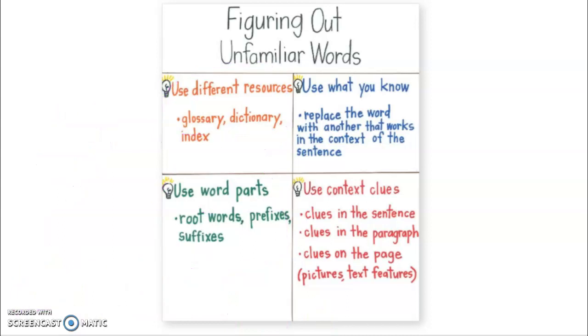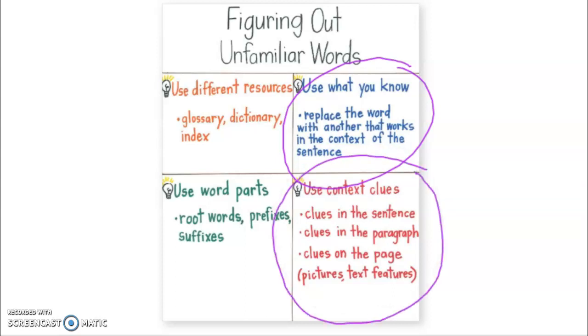Now, the next two are kind of similar. Okay, so using what we know and replacing the word in the sentence within the context. So if you look at those clues, and then you can sometimes find another word that will work. Now, sometimes it's in the sentence, sometimes it's in the paragraph, sometimes it's just a clue on the page, like a picture or another text feature that they included.